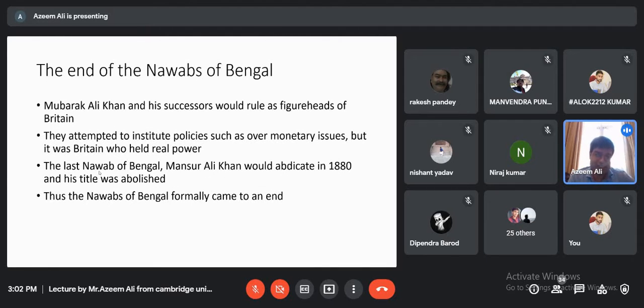Mubarak Ali Khan and his successors were figurehead rulers under Britain. They attempted to institute policies such as over monetary issues, but it was Britain who held real power. The last Nawab of Bengal, Mansur Ali Khan, was forced to abdicate in 1880, and his title was abolished. And thus the Nawabs of Bengal formally came to an end.